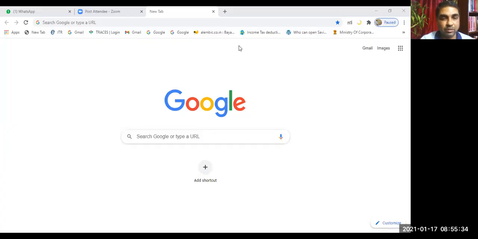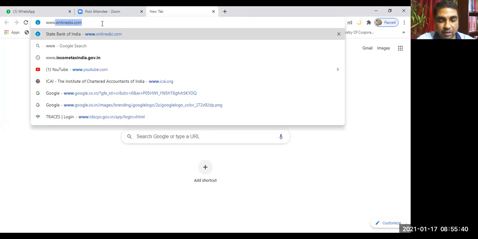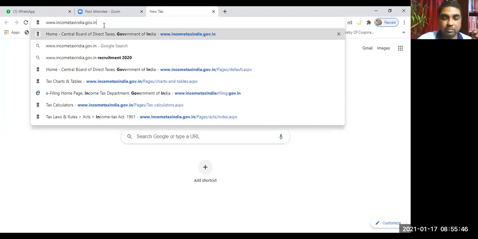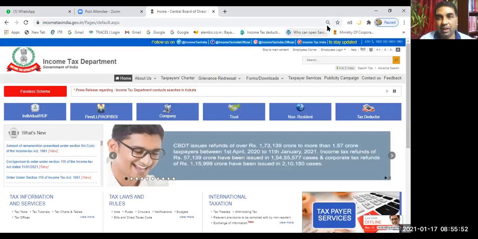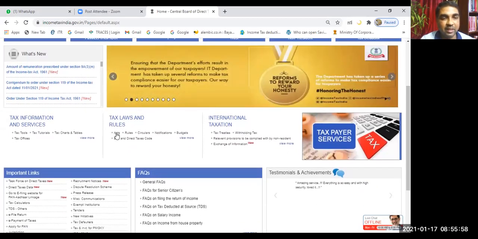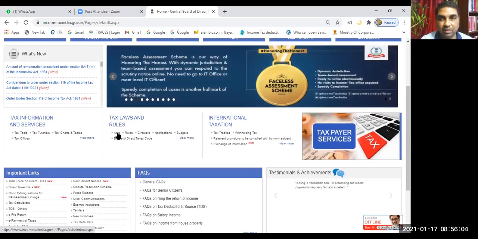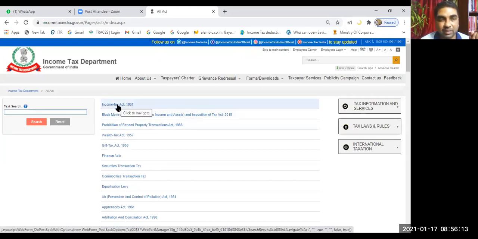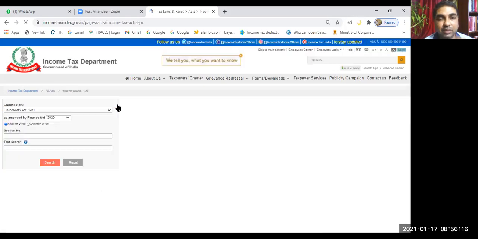Yeah, Google Chrome page you are seeing. Now, can you read what I'm typing? Income Tax India Government.in. Now you see, we have entered the Income Tax Department's website. I want to show you section 6 of the Income Tax Act. Here you see there is a hyperlink, Acts. The fonts might be quite small, but you see Acts. If I click here, I can see various acts, but I'm interested in Income Tax Act 1961. I am going to click here.